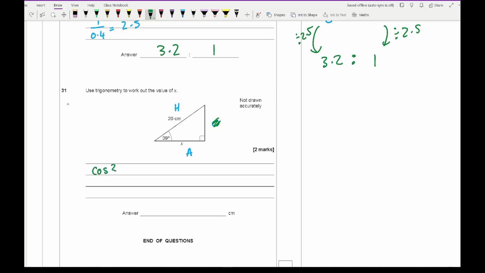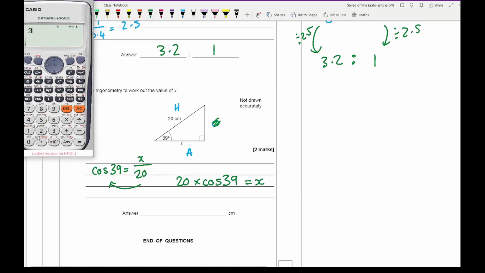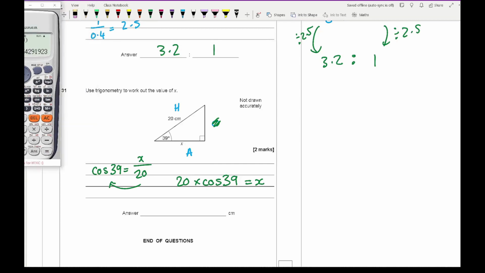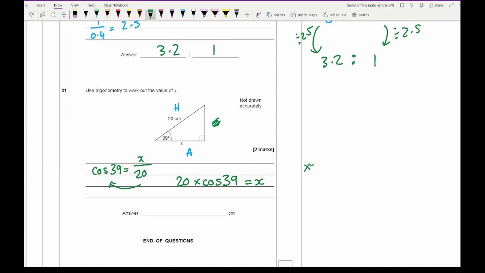So I've got cos of 39 equals x over 20. So to get x as subject, I need to take the 20 over to the other side. So I've got 20 times cos 39 equals x. So on the calculator, if I just enter that, so 20 times cos 39, close bracket, equals, and it's 15.5. And again, let me just write down all of that number. So I've got x equals 15.542919.